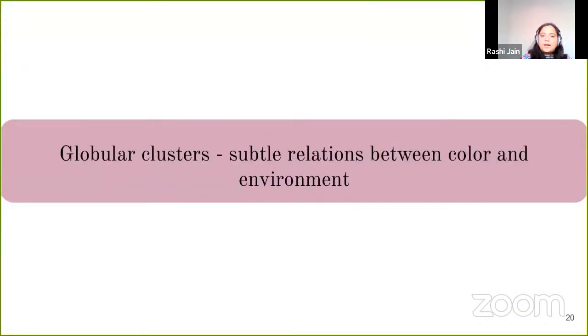Moving on to the third part, I'll take you to globular clusters in the Virgo galaxy cluster to see the subtle relationship between their color distribution and their environment. When I say environment, I mean where the clusters are. Are they close to a massive galaxy? Are they a part of a lenticular galaxy? Are they intracluster globular clusters? And does the environment or local condition impact their color distribution?